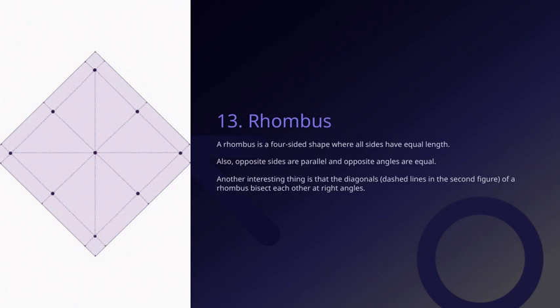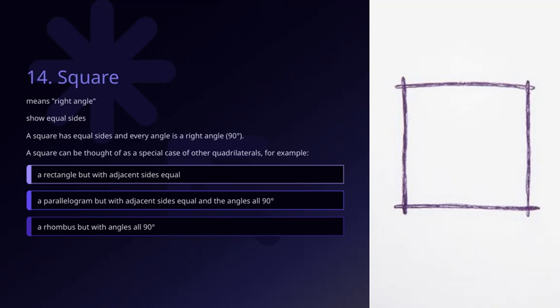Connecting this to our overall theme, understanding the properties of a rhombus helps us see how symmetry and specific angle relationships come together in geometry to form these unique shapes. It's a perfect example of how simple rules, like equal sides and perpendicular diagonals, combine to create complex and elegant figures. A square means a right angle, which is 90 degrees, and it also shows equal sides. So a square has both these key features. All four sides are the same length, and every corner is a perfect right angle.